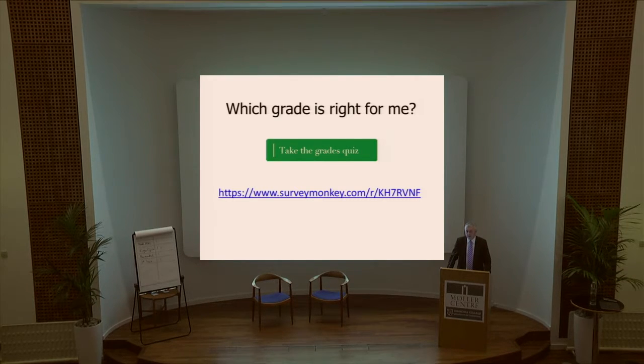In terms of which grade is most suitable for you, there's a tool on our website which you might like to have a go at. It's called Take the Grades Quiz. That's the link to it. And if you answer a few questions in there, it'll come up with an answer and suggest the most appropriate grade for you based on the responses that you've given.